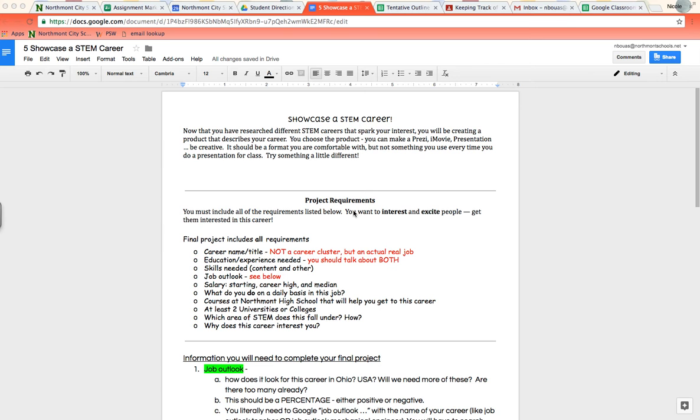When you go to showcase the STEM career of your choice, you need to do a few different things. First, you need to choose your product. How are you going to share this exciting information you have learned about your career? Are you going to make a Prezi, an iMovie, a slides presentation? What are you going to do? Be creative.